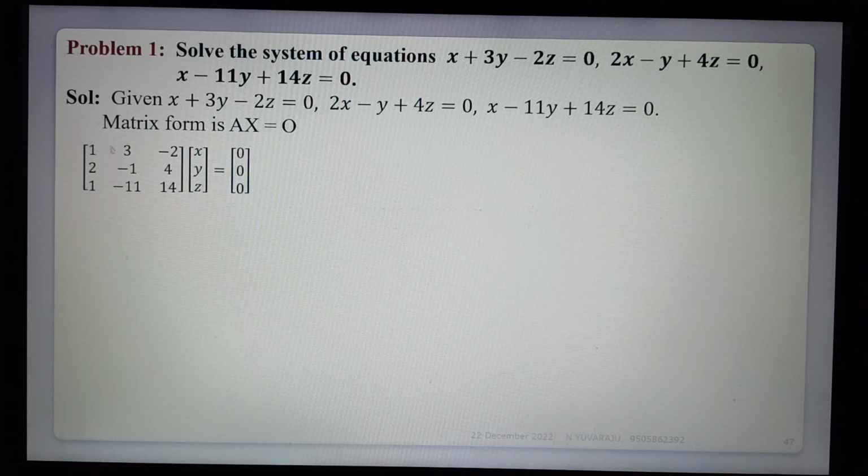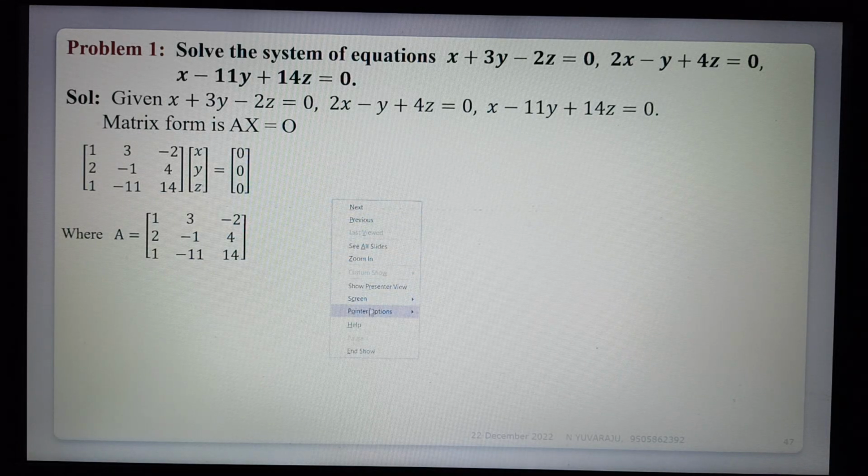The coefficients of the first equation are 1, 3, minus 2, the second equation 2, minus 1, 4, and the third equation 1, minus 11, 14. That is the A matrix. Now convert it to row echelon form, the same procedure. To make these elements 0, use R2 minus 2R1 and R3 minus R1.